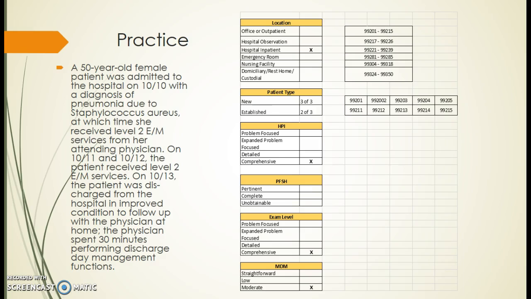So she has 4 codes. She'll have 99222 for her initial day, 99232 for the first subsequent day, 99232 for the second subsequent day, and then 99238 for her discharge day. It's a lot going on with that lady.